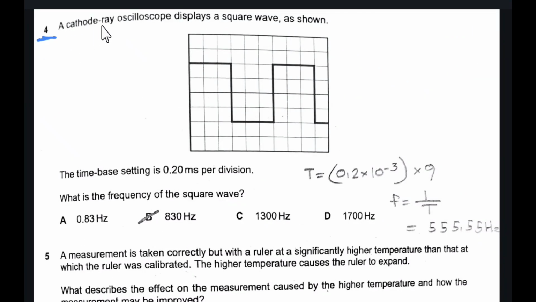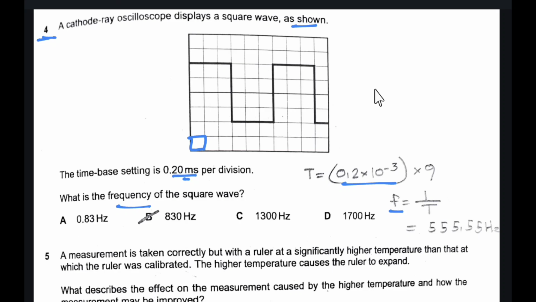Number 4. A cathode ray oscilloscope displays a square wave as shown. The time-base setting is 20 milliseconds. m is represented by milli, that is 20 × 10^-3 seconds. So with the time-base setting, each small square box has this value. Then we need to find the frequency. We know that frequency is equal to 1 by time period. So what is the time period?